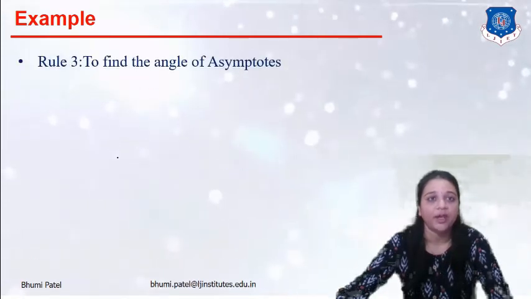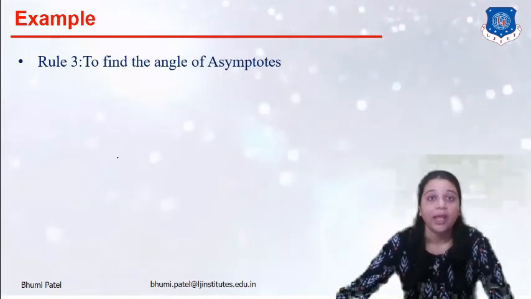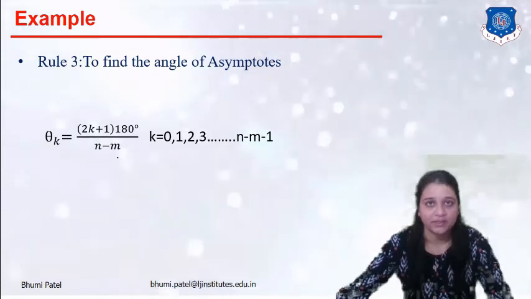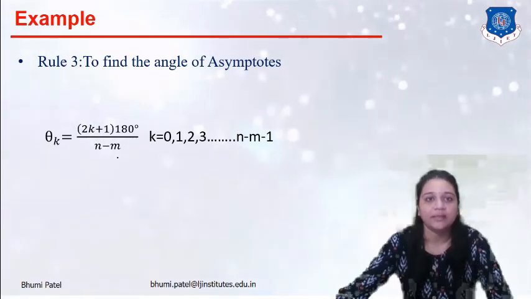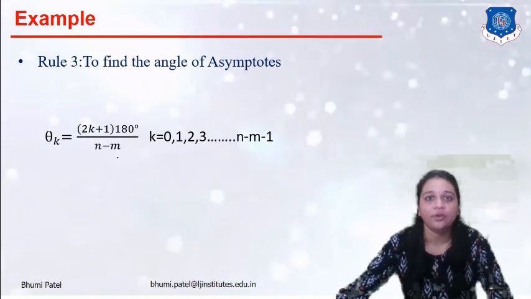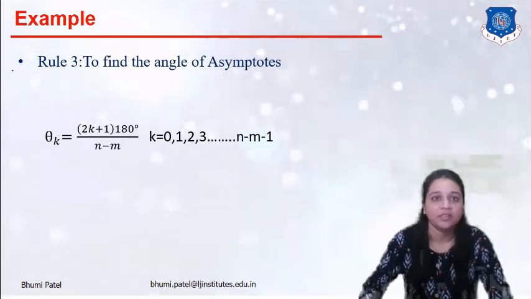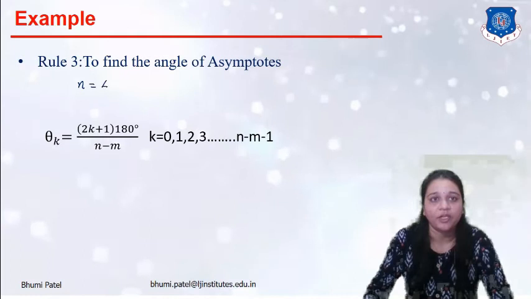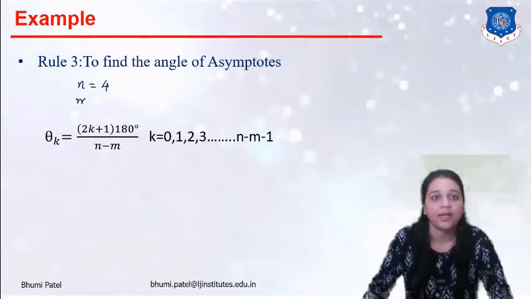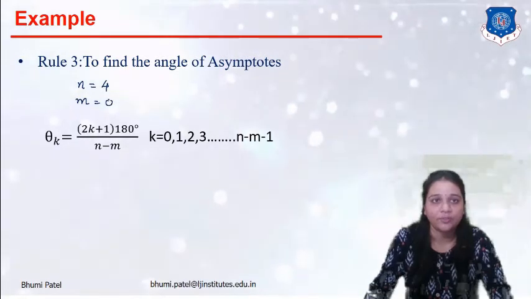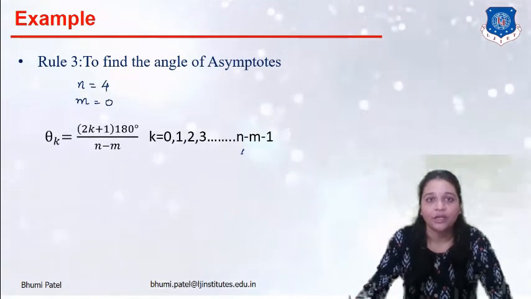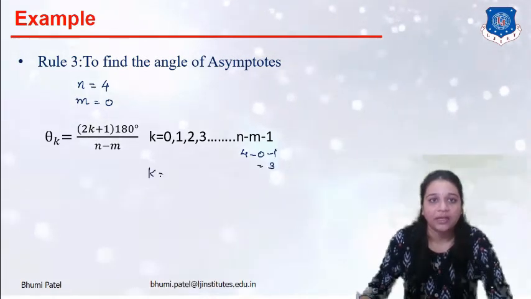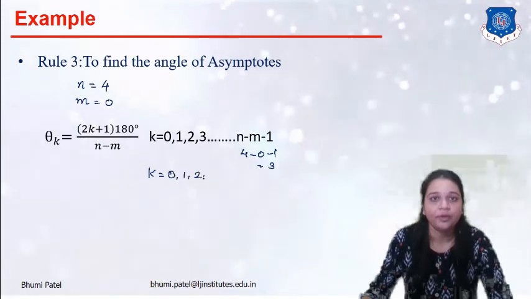Next we have to find the angle of asymptotes, and the equation is theta k is equal to (2k plus 1) times 180 divided by n minus m, where k is equal to 0, 1, 2, 3 up to n minus m minus 1. As you know, n is the number of poles, which for this example is 4, and m is the number of zeros, which is 0. So 4 minus 0 minus 1 is equal to 3. So we can put the values of k as 0, 1, 2 and 3.